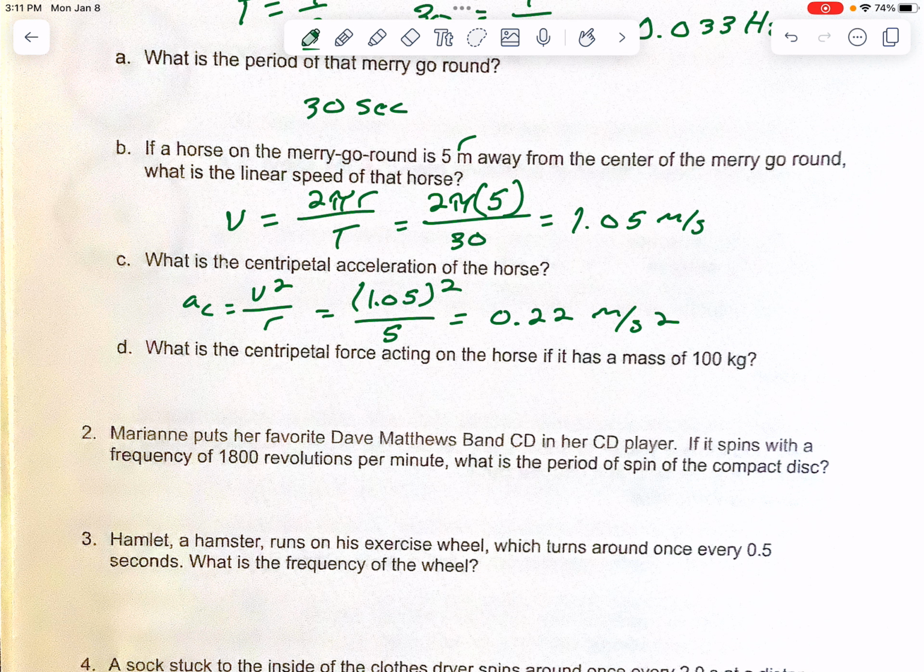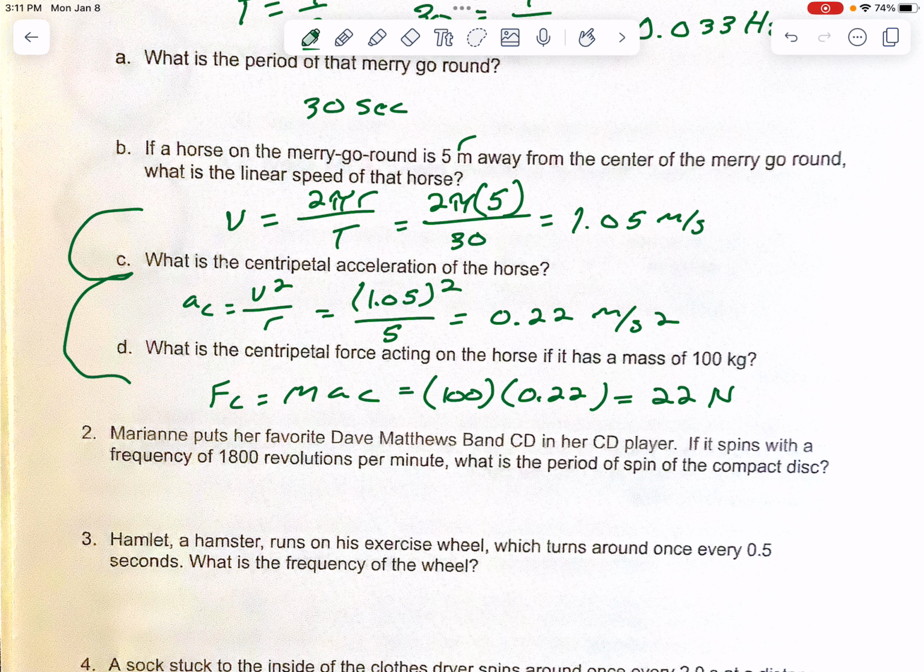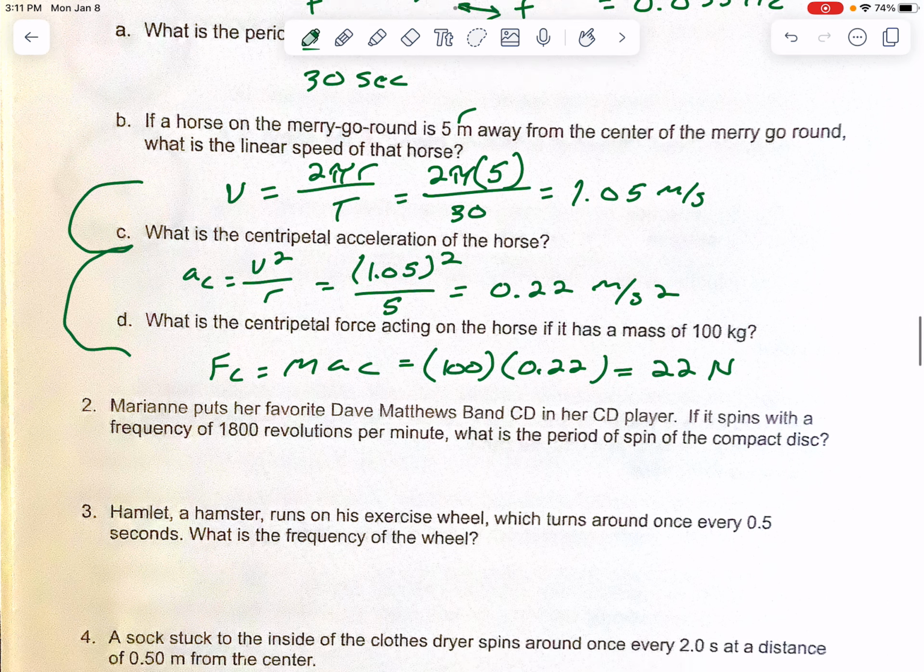D, what is the centripetal force acting on the horse if it has a mass of 100 kilograms? So remember F_c equals mass times a_c. So our mass is 100, our acceleration is 0.22, and we're going to multiply that, and we get a force of 22 newtons. If you notice here, B, C, and D, those are your three main equations, so you've got to make sure you can go back and forth between them or use one to find what you're missing in the equation that you want.